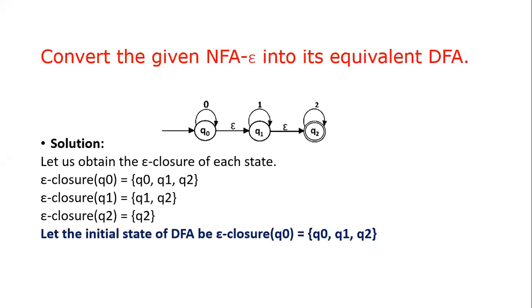Okay, the initial state of the DFA will be the epsilon closure of Q0, that is Q0, Q1, Q2. Now the initial state is Q0, Q1 and Q2. I have named the particular state. In the previous problem, NFA with epsilon to without epsilon, we did not follow this procedure, that is, we did not give any name to the particular states, but here we are giving. Okay, what is the next step?